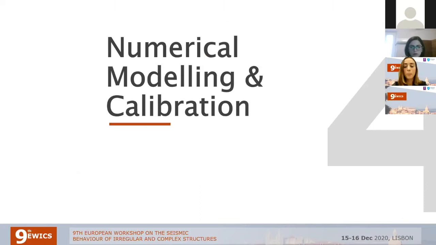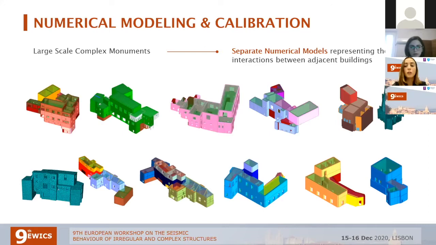Moving on to the numerical modeling and the calibration. For such large scale complex monuments, we opted to create different separate numerical models. You can see here all the models that we made. They are several, one for each building, and we had to represent, of course, the interaction between the adjacent buildings. For that, we modeled part of the buildings adjacent to the building in study. For some buildings, it was important to model just a few parts. For others, we had to model the entire adjacent building.